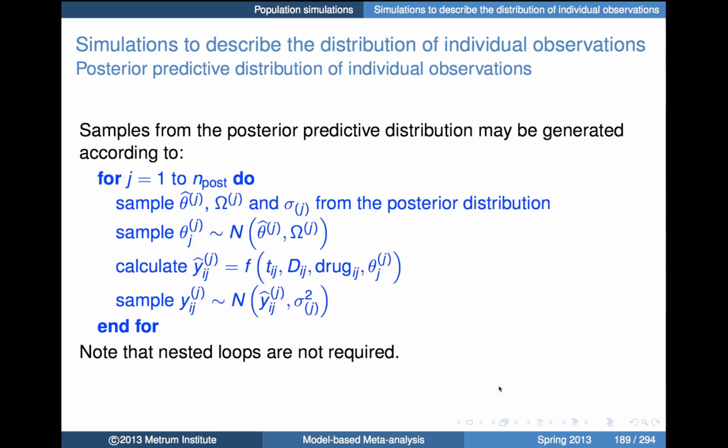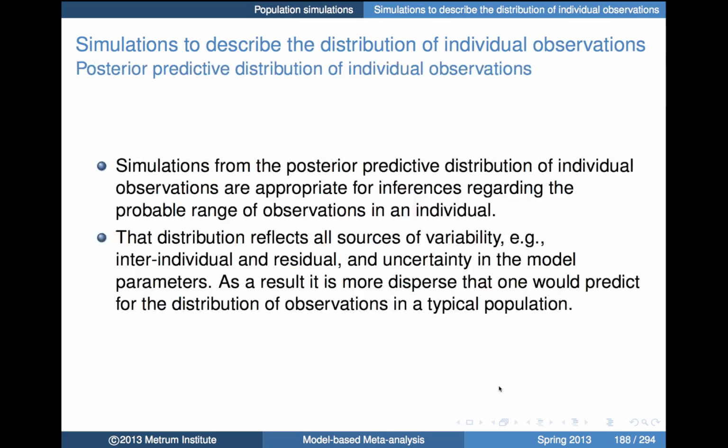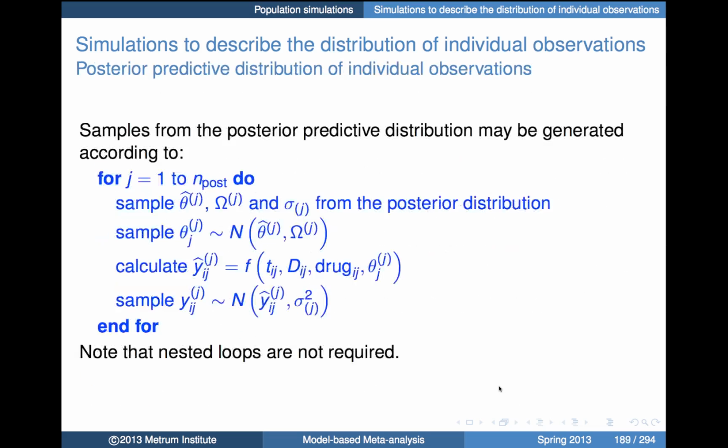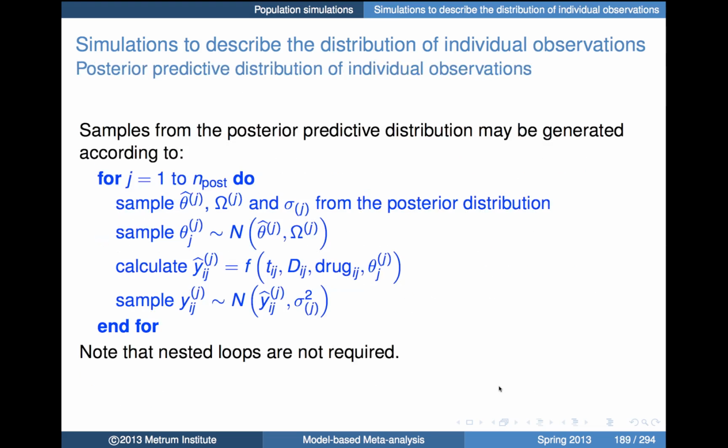Actually, I just realized there's probably a fourth one I didn't even mention here. No, I didn't actually. I'll try and remember that as I go. So I'm going to take a look at some different types of simulations that communicate somewhat different things about the distribution of individual observations.